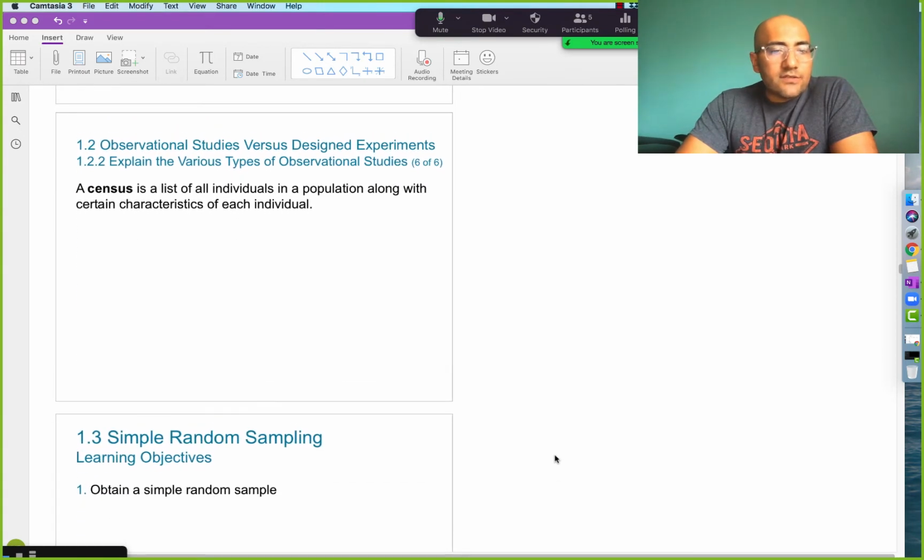Okay, more definitions. A census is a list of individuals in a population along with certain characteristics of each individual. A census is when you have information about a particular characteristic from every individual in your population.